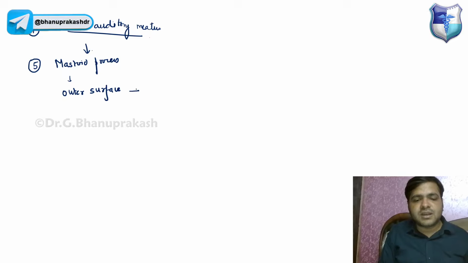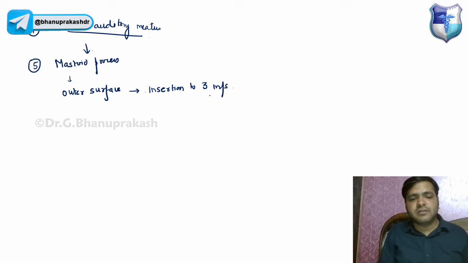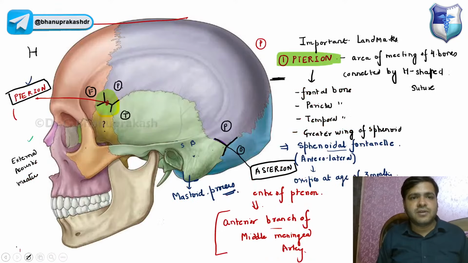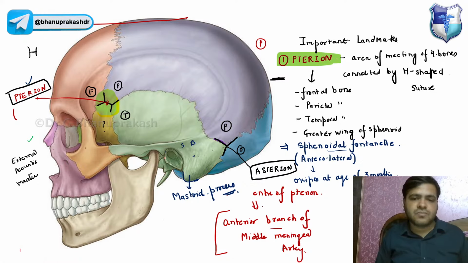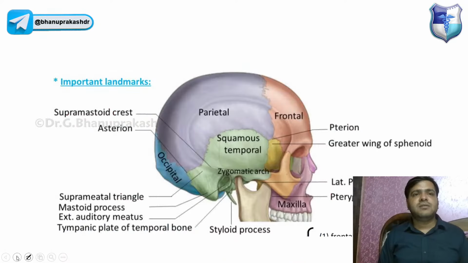The outer surface, beta, remember, it gives insertion to three muscles over here, right? From before backwards, like we already know this. We have three muscles, guys. We have the sternocleidomastoid muscle, the splenius capitis muscle, and longissimus capitis muscle. We have three muscles inserted on this part, right?